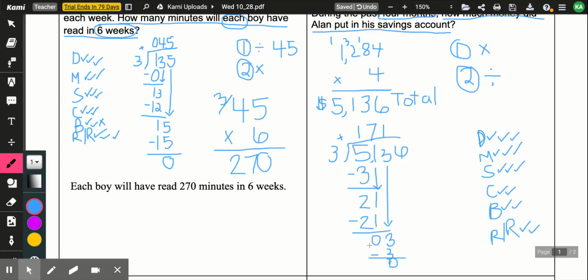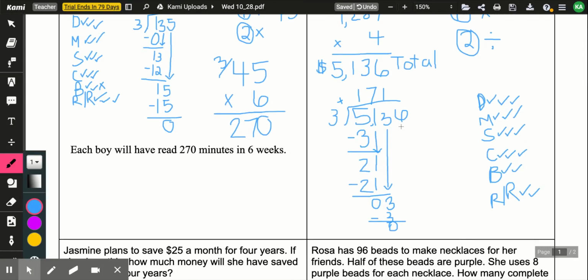Check. Is 0 less than 3? You betcha. Now we want to bring down our next number, 6. And we start again. How many times can 3 fit into 6? 3, 6. Ooh, perfect. 2 times. Next we have multiply. 2 times 3, which is 6.